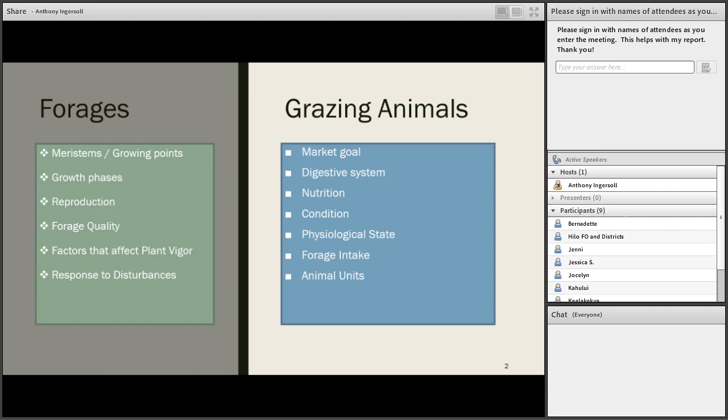And then when we talked about grazing animals, we talked generally about some of the things to be considering and understanding, such as what the producer might be going for in his market goals. We talked basically about animal physiology and the different types of digestive systems that we're working with on grazing lands. We talked a little about livestock nutrition and how that's reflected in their condition, and we talked about how physiological states and circumstances can affect forage intake and how we talk about forage intake with this term of animal units.